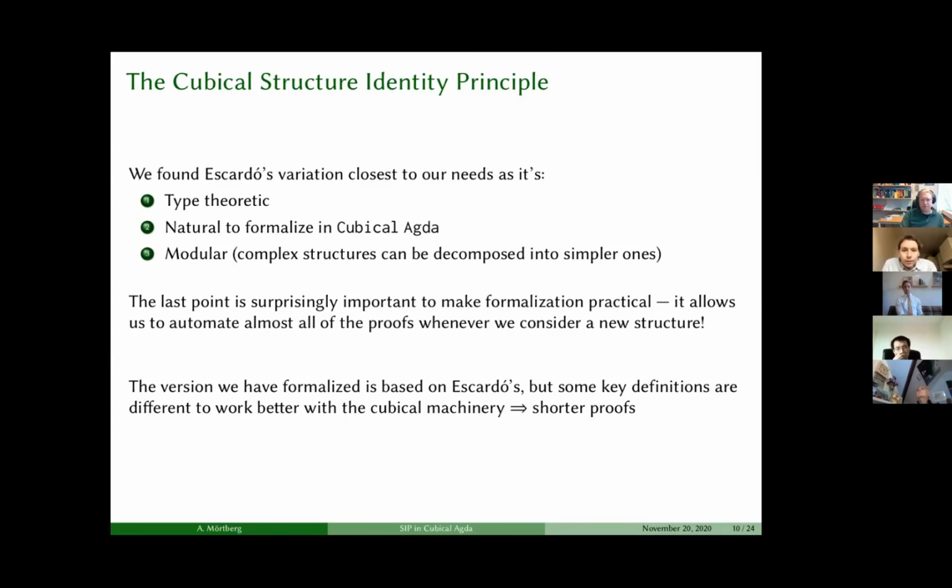And this, I think, turned out to be surprisingly important to make formalization with this practical, because we can actually automate almost all of the proofs whenever we consider a new structure. So let's say someone wants to add, I don't know, vector spaces, then they just have to give the definition of a vector space, and then tell Agda to generate the proof of the corresponding instance of the SIP for them. And this will be done automatically using reflection in the library. So it's pretty nice that it's automatable. Right. And so, like I said, we based our formalization on Martín's version, but then some key definitions are changed to be more kind of cubical. And this leads to some shorter proofs.